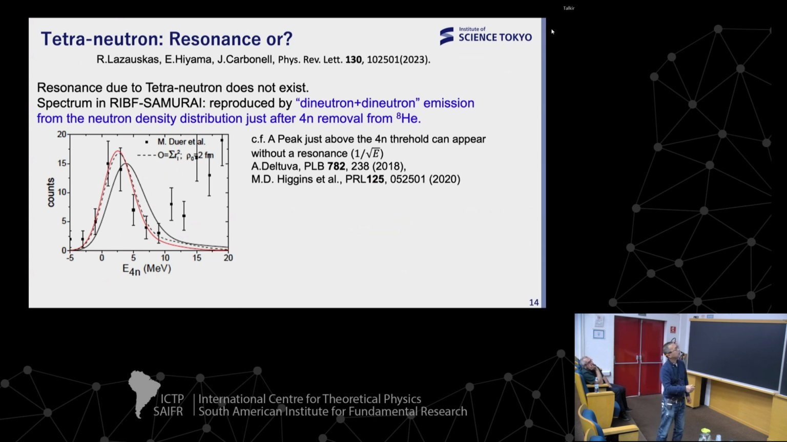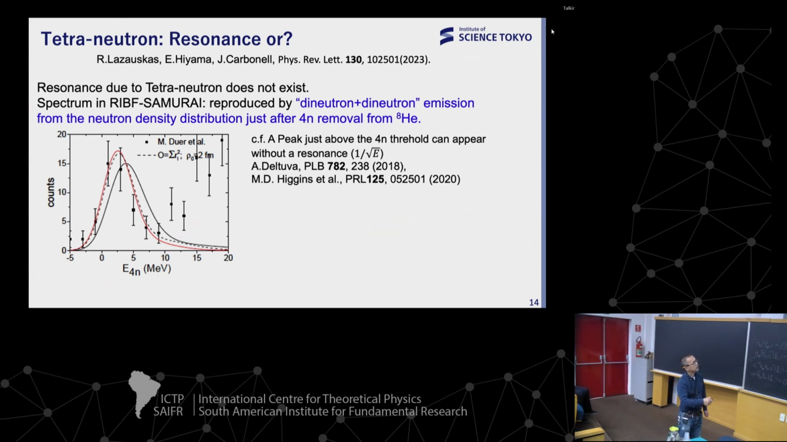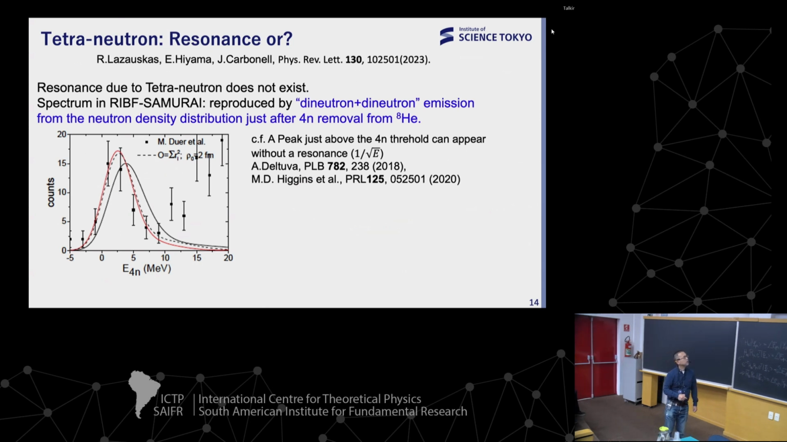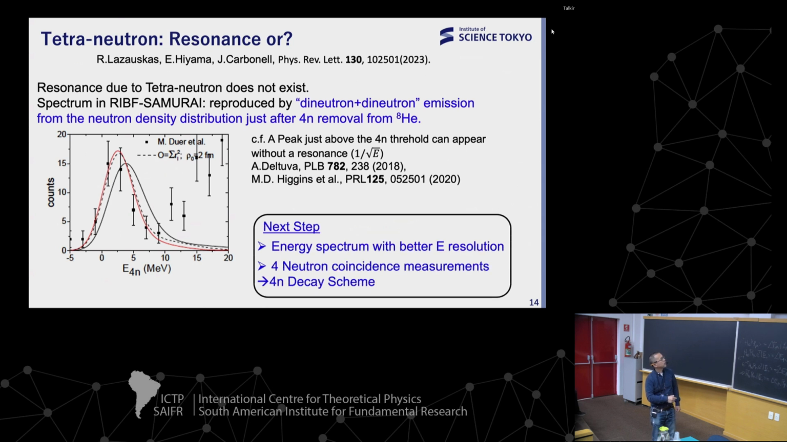And the other claim is that a peak just above the 4 neutron threshold can appear without resonance, Del Tuba et al., for instance. And they said that maybe the peak should have a 1 over square root energy shape. And given the energy resolution, maybe this can look like this as well, and so on and so forth. So this means that we need to measure this tetraneutron more, where an energy spectrum with better energy resolution is required.